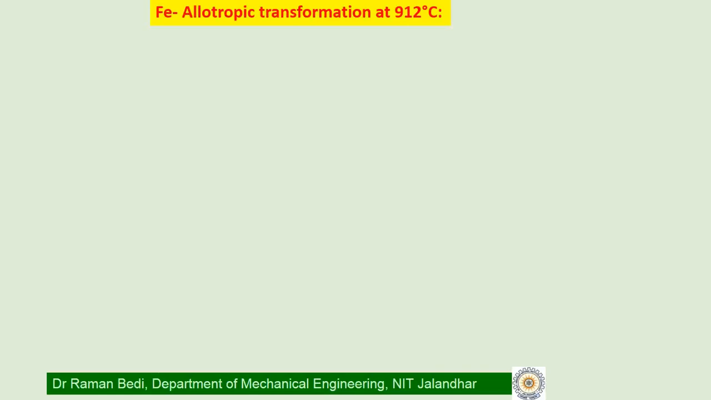What is the significance of this understanding, and where does it help us to understand the behavior of materials as such? All of us know that iron undergoes allotropic transformation at 912 degrees centigrade. What do you mean by that? That the crystal structure of pure iron changes when you heat it beyond 912 degrees. So what happens to the crystal structure?